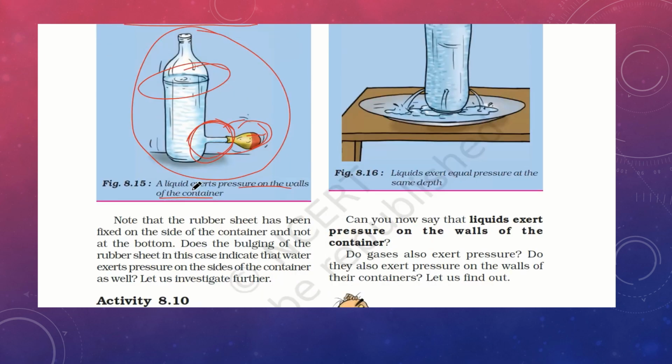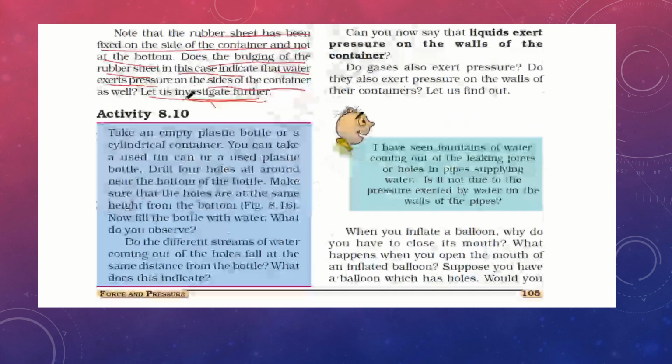Note that the rubber sheet has been fixed on the side of the container and not at the bottom. So does the bulging of the rubber sheet in this case indicate that water exerts pressure on the sides of the container? Let us investigate that. The bulging of the rubber sheet indicates that it is exerting pressure on the sides of the container, but we need to prove it further. For that we need to do more activities, so we are moving to activity 8.10.